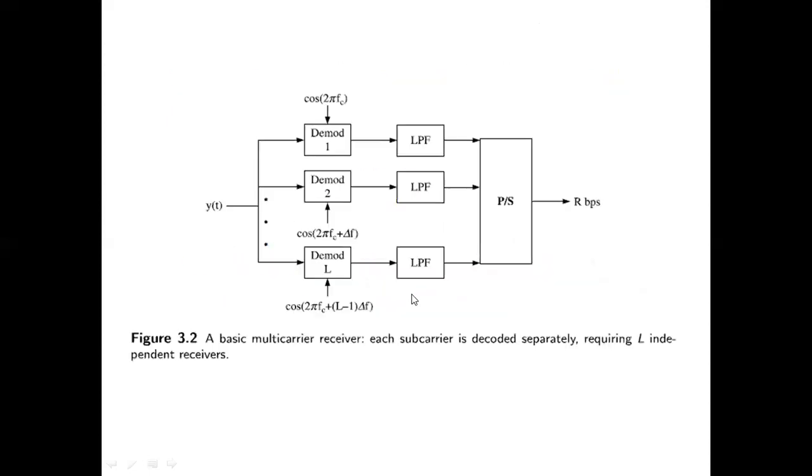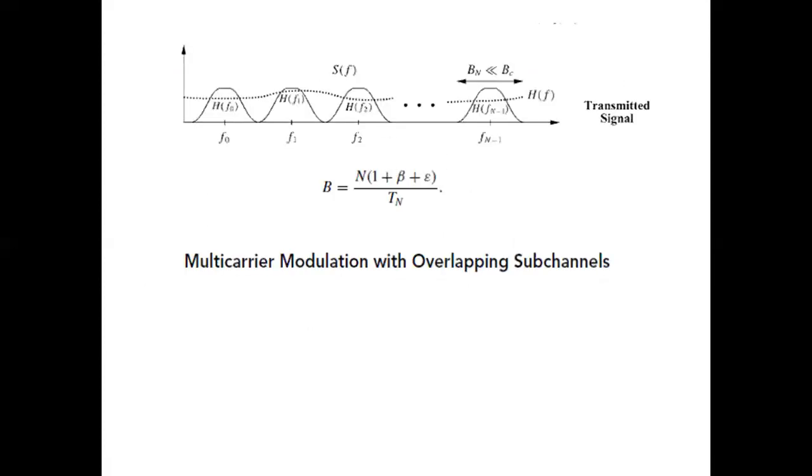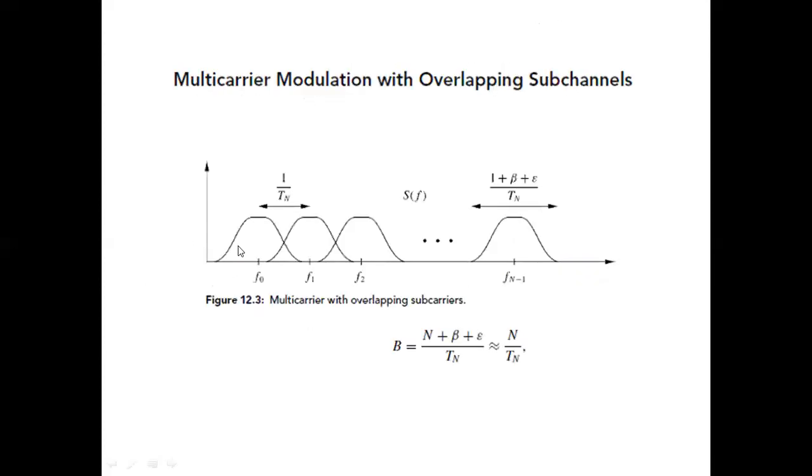Each of these lobes here is called a subcarrier. This entire thing will be called a carrier, and each of these is called a subcarrier. If you take an N-point DFT, there will be N subcarriers from 0 to N minus 1.